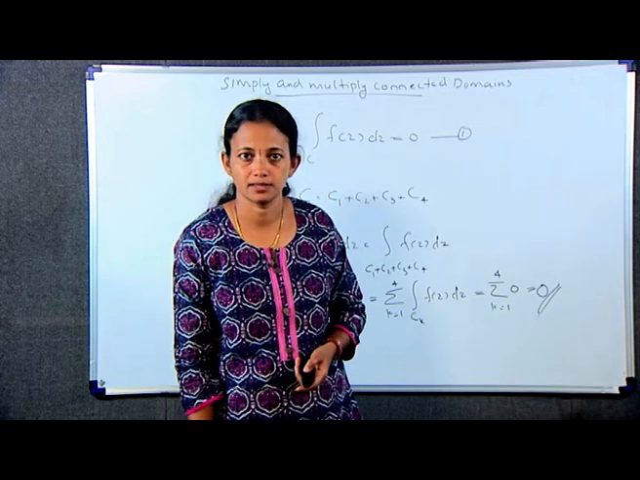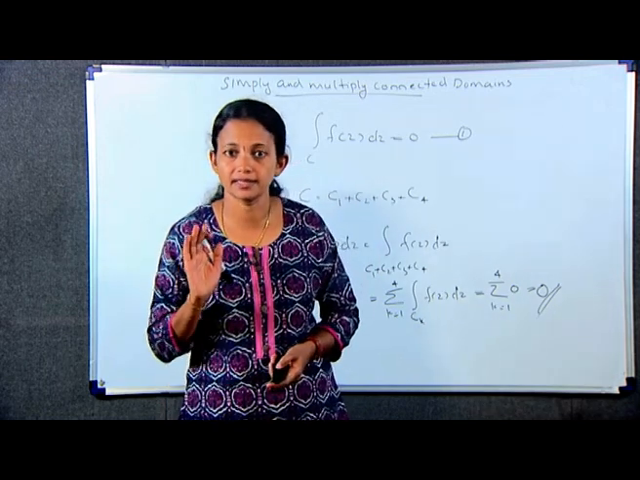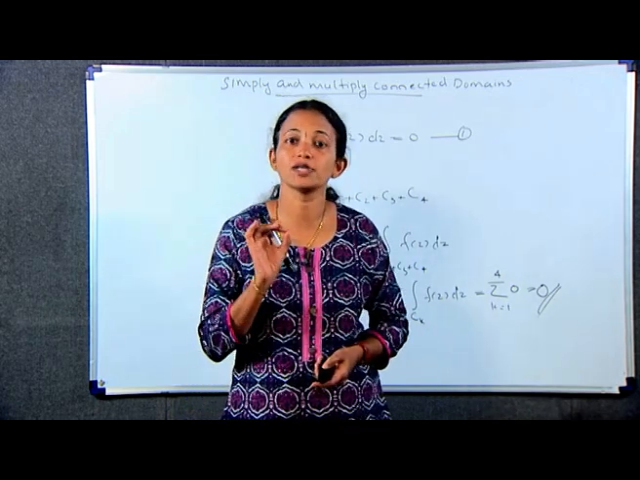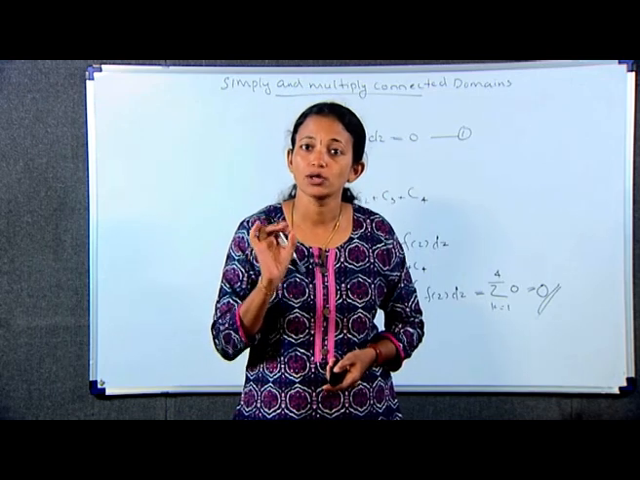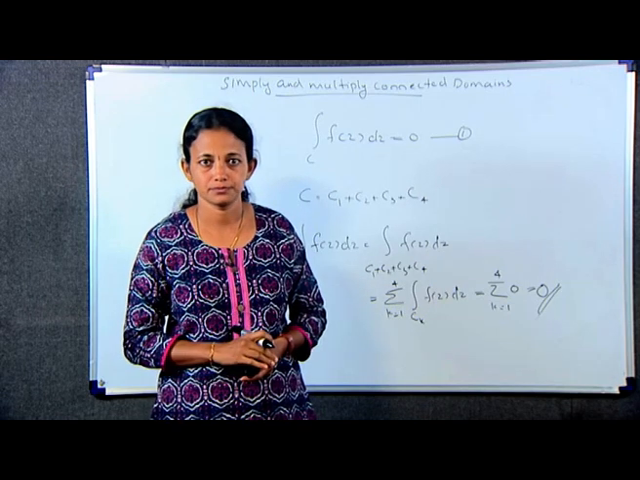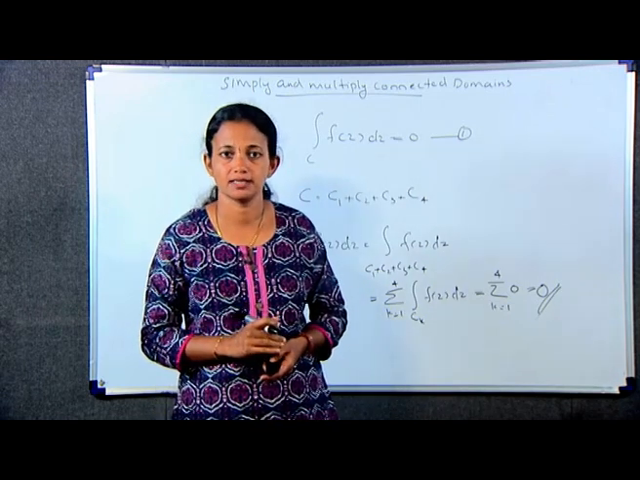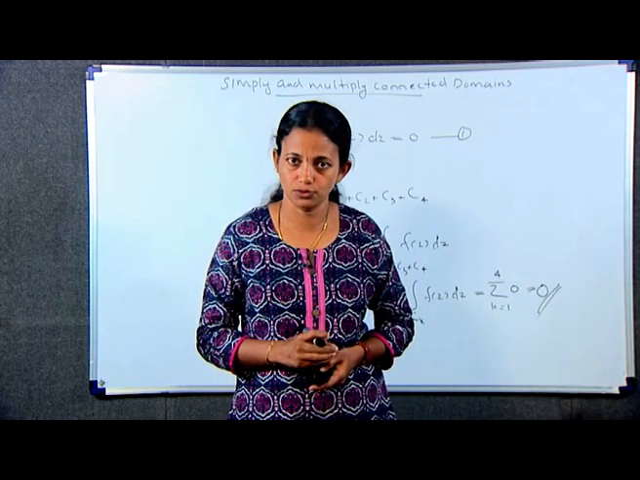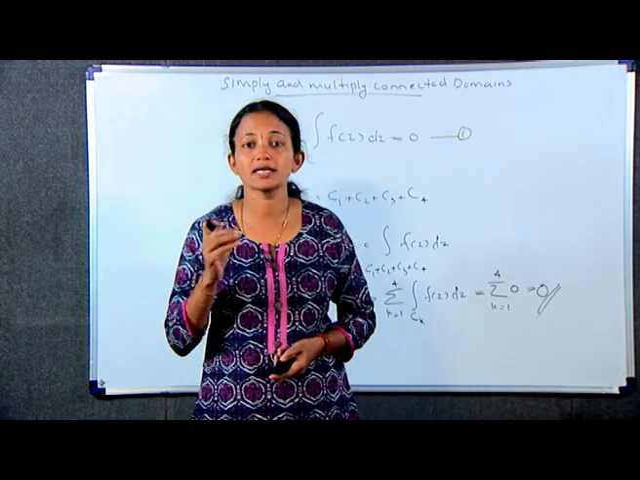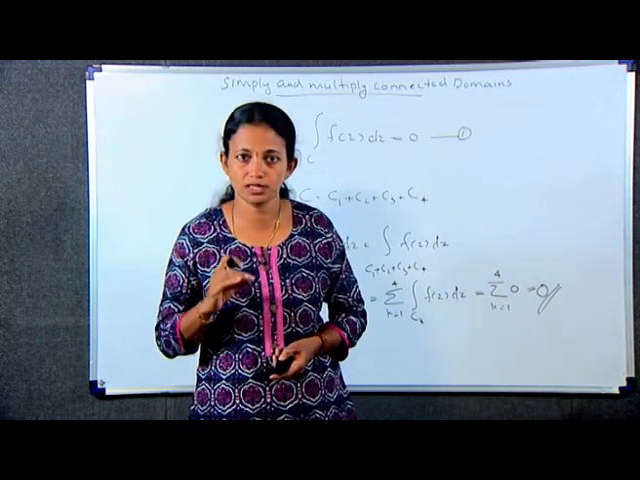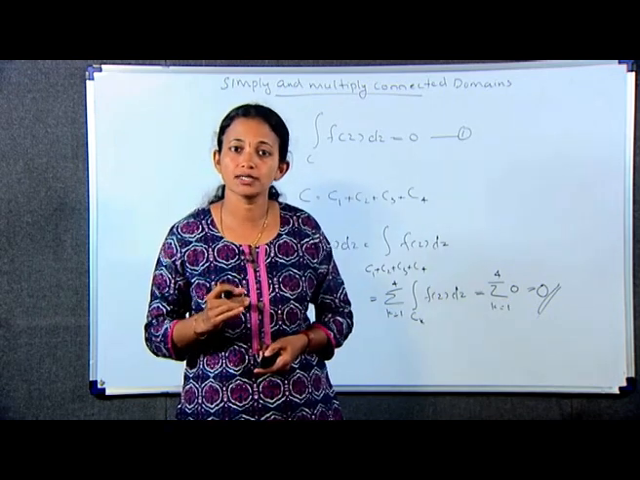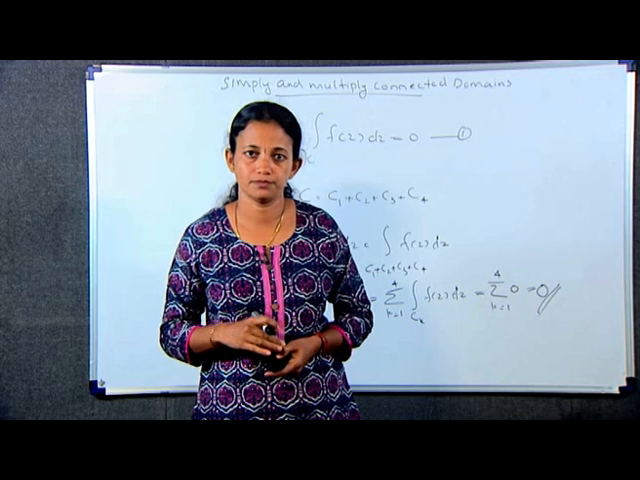Next, we have a result. The values of the line integrals from Z1 to Z2 are independent of the contours taken so long as those contours lie entirely within the simply connected domain D. The proof is like this. If two contours C1 and C2 each lie in a simply connected domain D and have the same initial and terminal points Z1 and Z2 respectively, then C1 and minus C2 together form a closed contour.